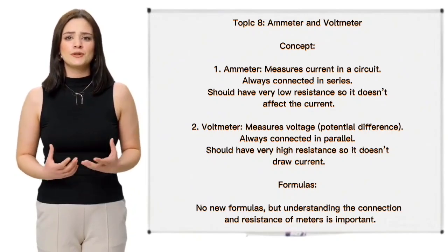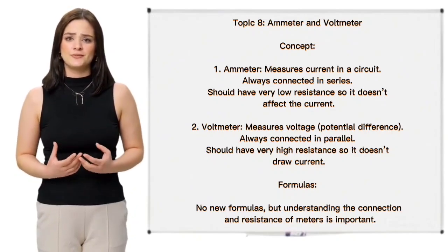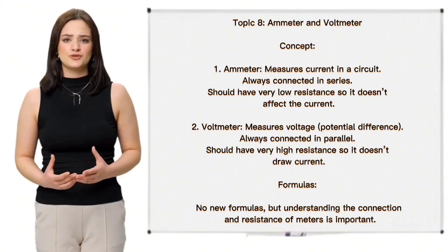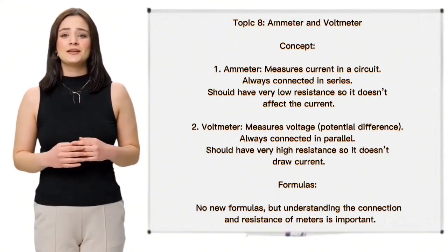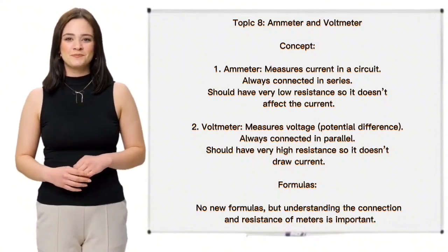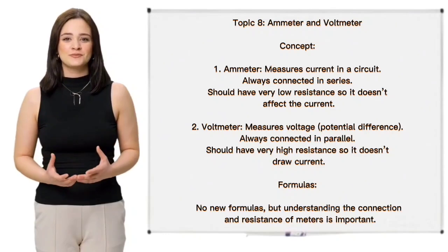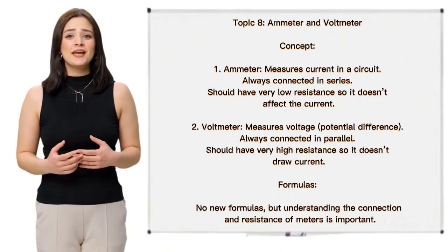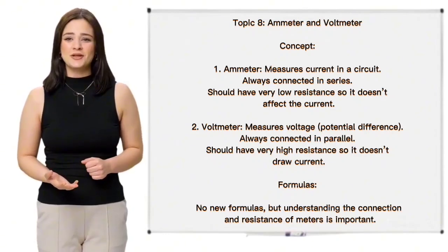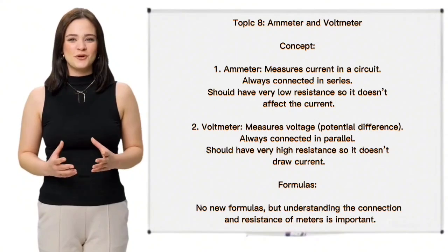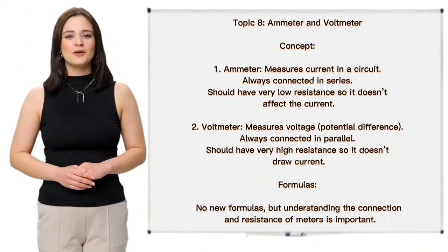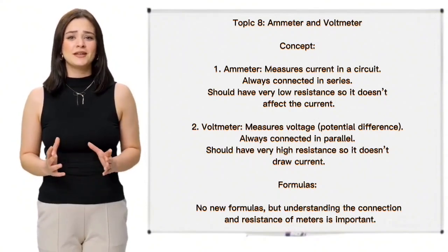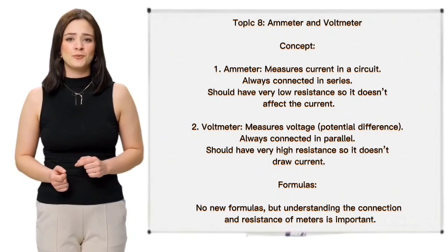1. Ammeter measures current in a circuit, always connected in series. Should have very low resistance so it doesn't affect the current. 2. Voltmeter measures voltage, potential difference, always connected in parallel. Should have very high resistance so it doesn't draw current. Formulas: no new formulas, but understanding the connection and resistance of meters is important.